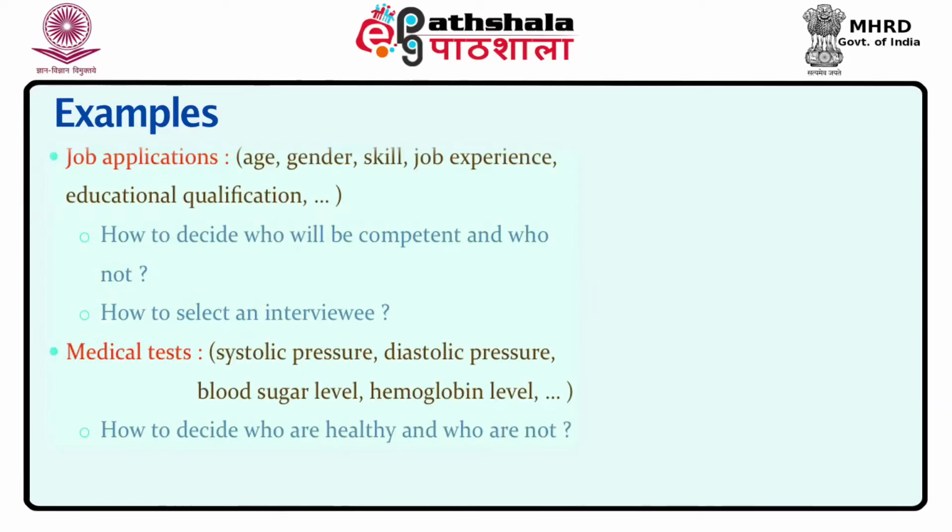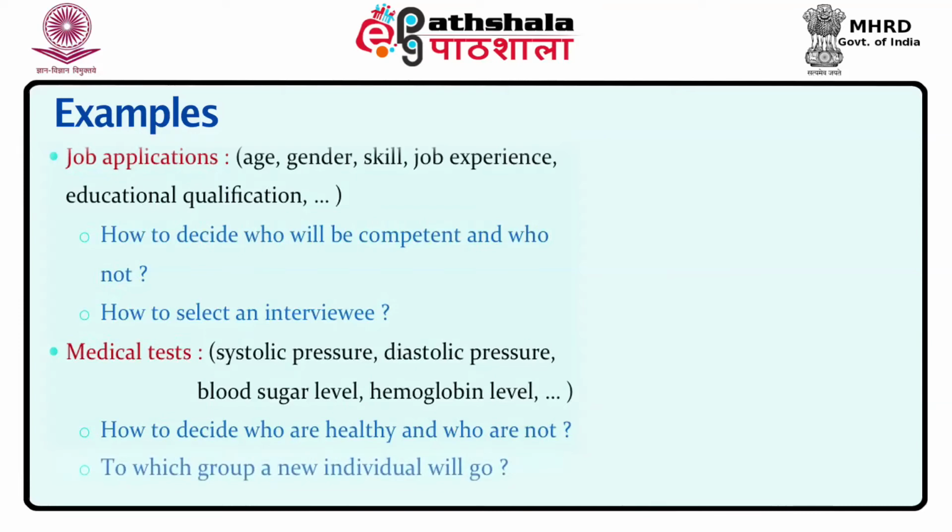You see, in some cases, maybe the blood pressure is high, but the blood sugar level is normal, the hemoglobin level is normal, etc. So you have different criteria for different individuals. And some of these individuals are healthy and some of them are not. So how do you distinguish between these two groups of individuals?